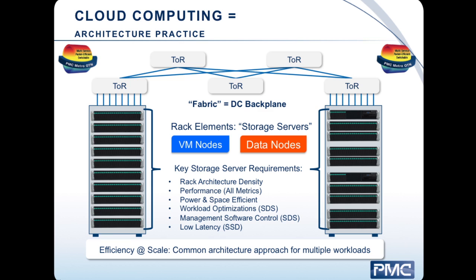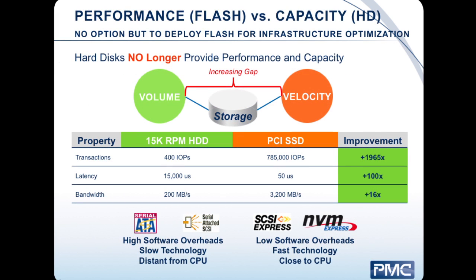And a big part of that is starting to use solid state disk within our server nodes and data nodes. There's an increasing gap between our volume hard drive technology and our new velocity technology, which is flash. And it's just amazing the difference if we look at the IOP transactional performance, close to 2000x improvement over a rotating hard drive. And by the way, 15K hard drive is the fastest hard drive.